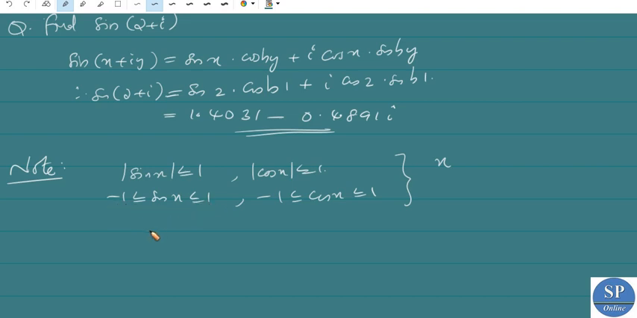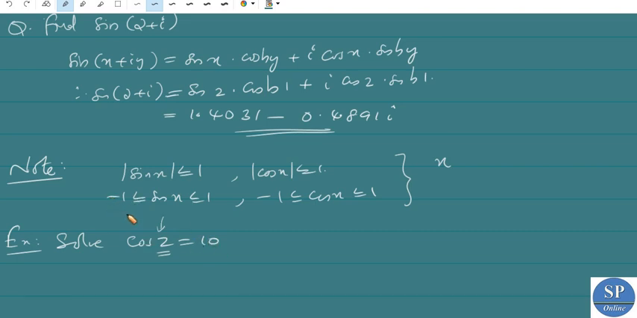Okay, for example, solve cos z is equal to 10. What does it mean? Solve ചെയ്യാന്ന് പറഞ്ഞു കഴിഞ്ഞാൽ, we have to find the value of z such that cos z is equal to 10. That means if you are able to solve this equation, then we can say that we can find the value of z such that the value of cos z is 10.